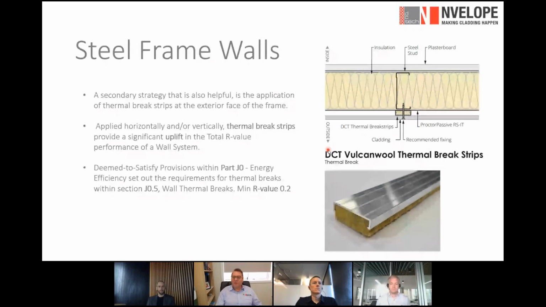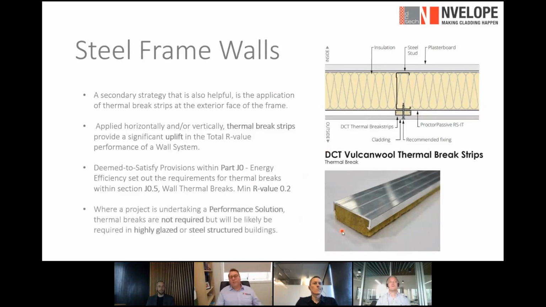However, if you're going through a DTS solution, in section J0, particularly J0.5, which covers wall thermal breaks, the minimum R value you need to achieve is 0.2. So something like this, I believe, is a 0.27, so slightly above the minimum recommended. However, if you're going down the path of a performance solution, thermal breaks are not required.